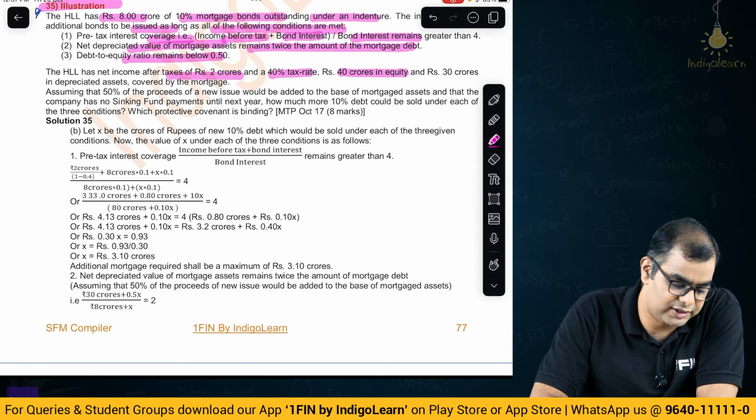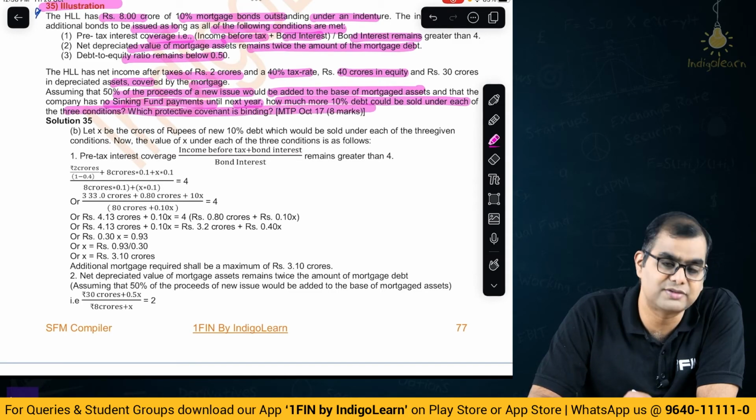40 crores in equity, 30 crores in depreciated assets covered by the mortgage. Assuming that 50% of the proceeds of the new issue would be added to the base of the mortgaged assets, and if the company has no sinking fund payments until next year, how much more 10% debt could be sold under each of the 3 conditions, and which protective covenant is binding?